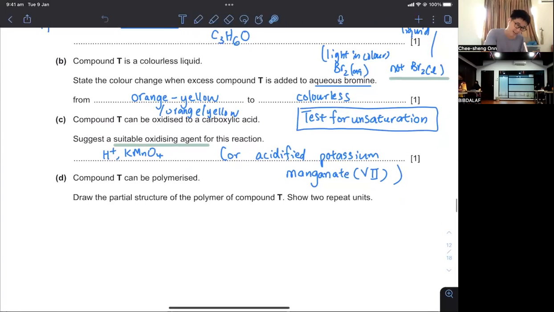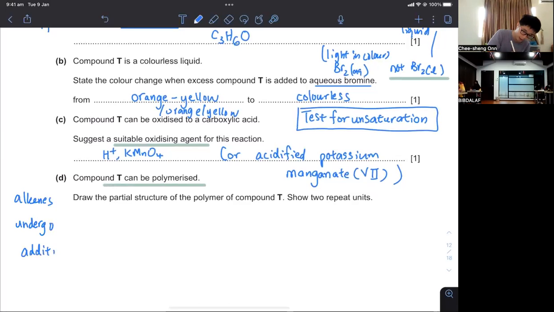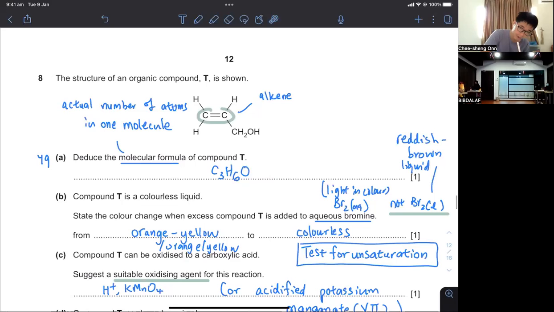All right. Now, the next question is about polymerization. So alkenes undergo addition reactions. So the type of polymerization is called addition polymerization. Polymerization means form polymer. Your alkene initially has this carbon-carbon double bond. This other thing here is alcohol. When you undergo addition polymerization, you don't touch the alcohol. You only touch the alkene. Addition means the alkene becomes single bond.